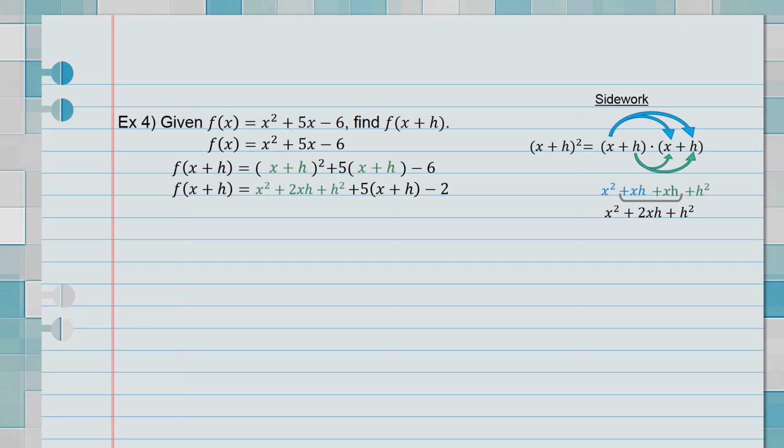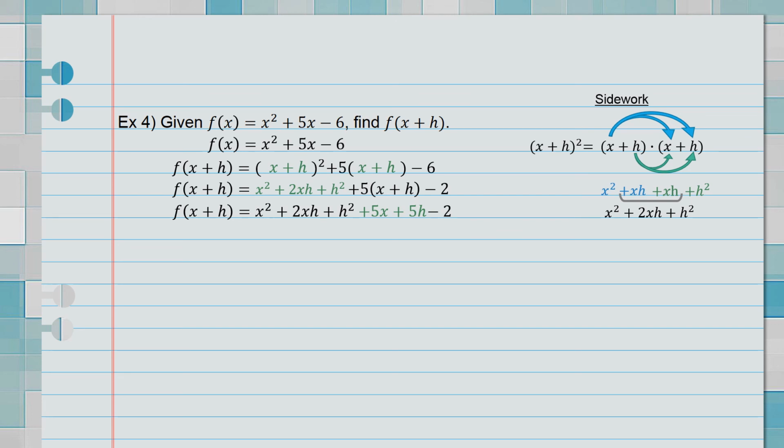From here, we have no more exponents that we can do, so we move on to multiplication division. Notice there's 5 touching the parenthesis, which means we do need to distribute. And when we do, that gives us 5x plus 5h. Everything else stays the same.